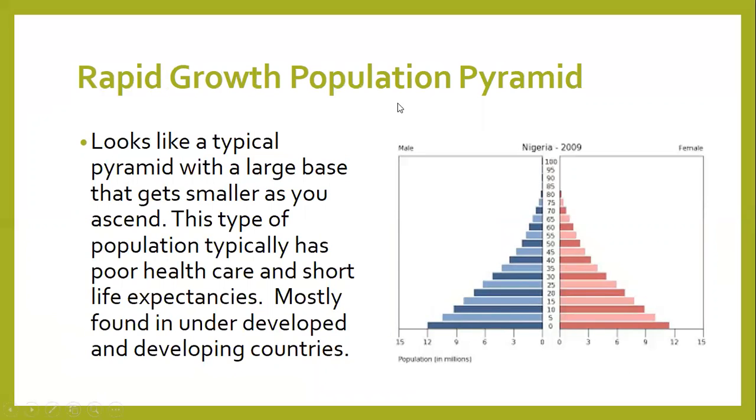So this says rapid growth population pyramid. It looks like a typical pyramid with a large base that gets smaller as you ascend. This type of population typically has poor health care, short life expectancies, and is mostly found in underdeveloped countries.